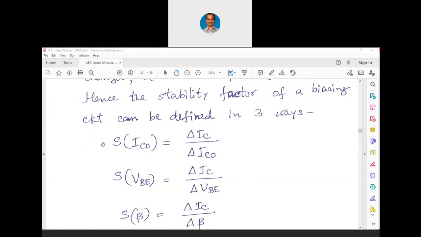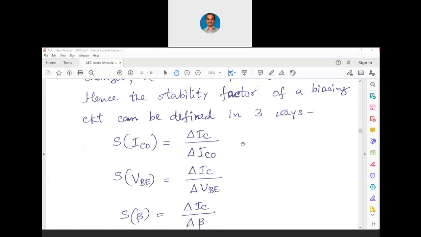So these are the three stability factors, means for any given biasing circuit or for any given amplifier circuit using BJT, we can define stability in terms of these three factors. Why they are separately defined? The reason is change in beta is different, change in VBE is different, and change in ICO is different. So we cannot standardize all these three and we cannot say a single stability factor. That means we should always mention that the circuit stability factor with respect to ICO is this much, with respect to VBE is this much, and with respect to beta is this much.